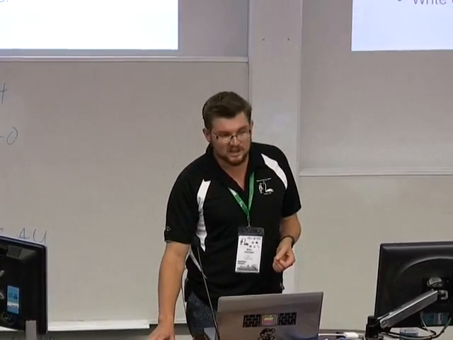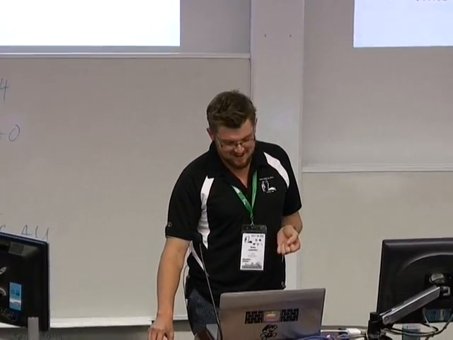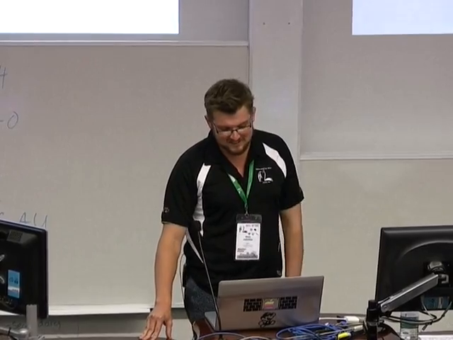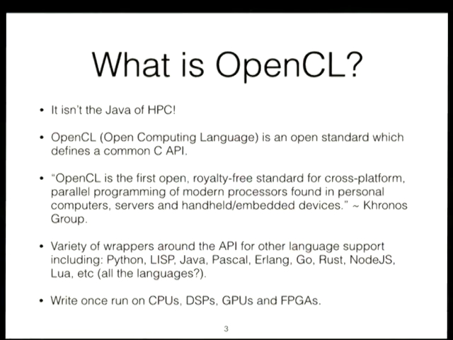So what is OpenCL? OpenCL isn't the Java of high-performance computing. OpenCL, or Open Computing Language, is an open standard which defines a common C API, so it's pretty low level. To quote the Khronos Group, it is the first open, royalty-free standard for cross-platform parallel programming of modern processors found in personal computers, servers, and handheld embedded devices.